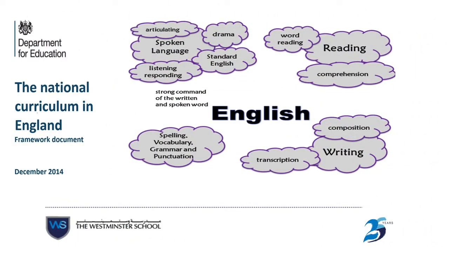The overarching aim for English in the national curriculum is to promote high standards of language and literacy by equipping pupils with a strong command of the spoken and written word, and to develop their love of literature through widespread reading for enjoyment. Pupils should be taught to speak clearly and convey ideas confidently using standard English.